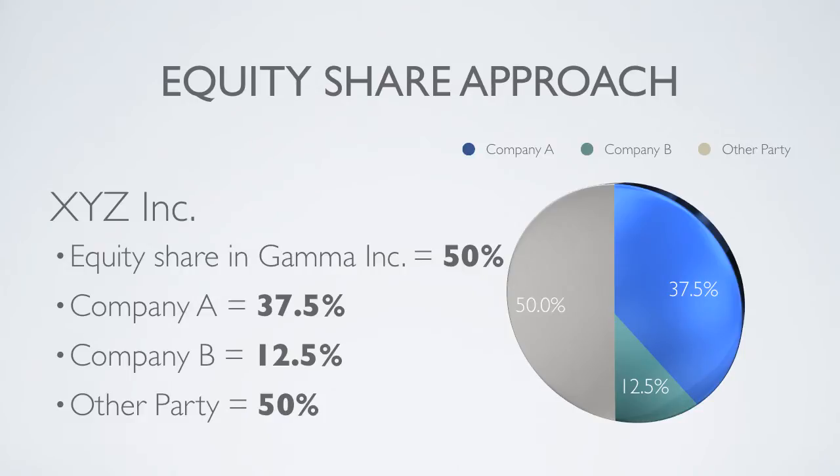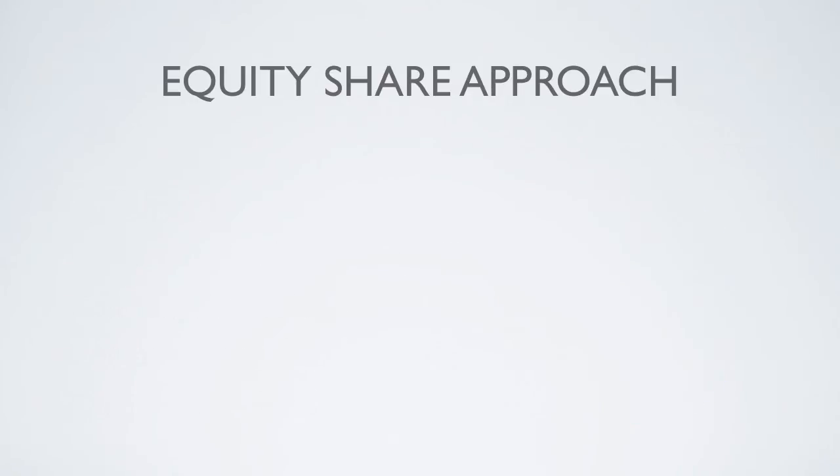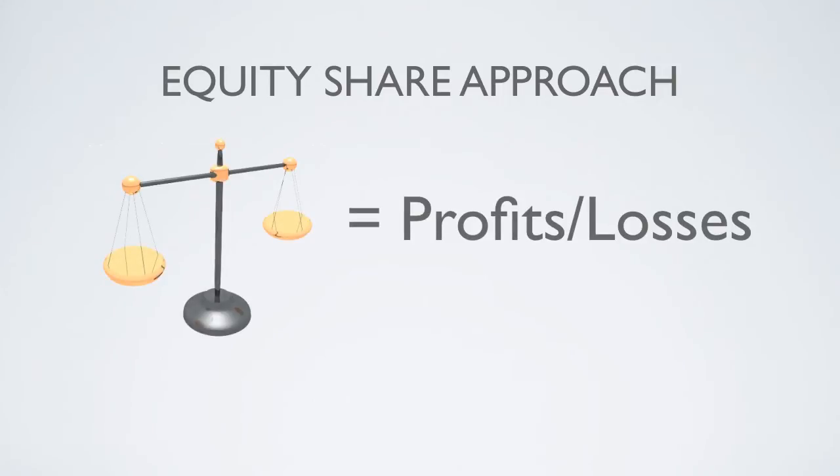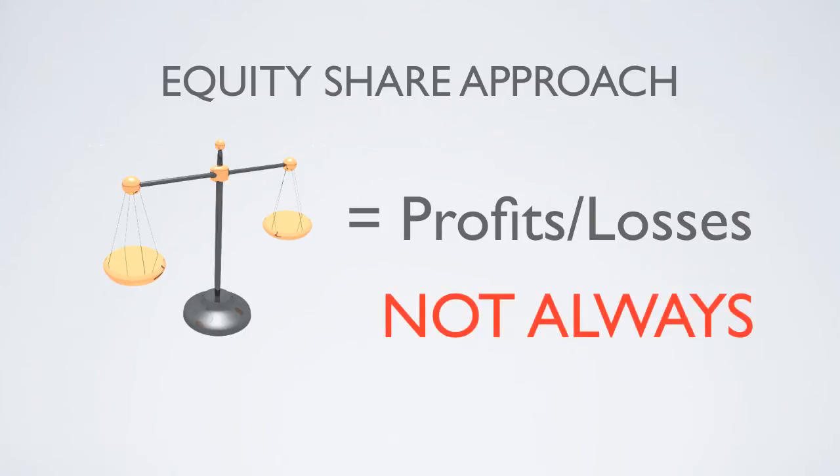It should be noted that under the equity share approach, a company's equity share in an operation is meant to reflect its economic interest in the operation. This means that a company's percentage ownership in an operation is intended to reflect the percentage of profits and losses that it receives. However, this is not always the case. Sometimes, the allocations of profits and losses are disproportionate.